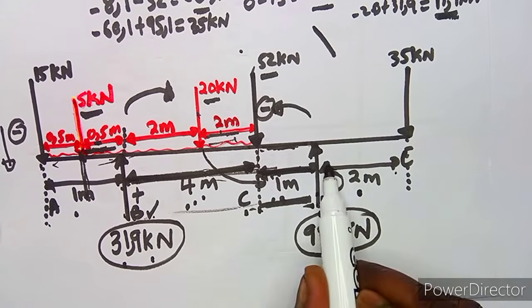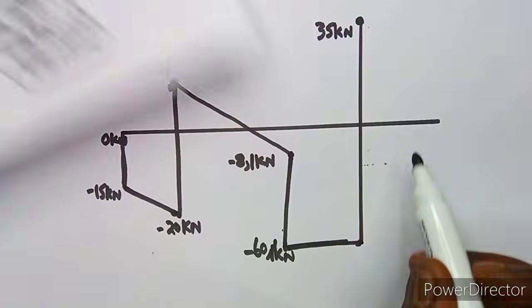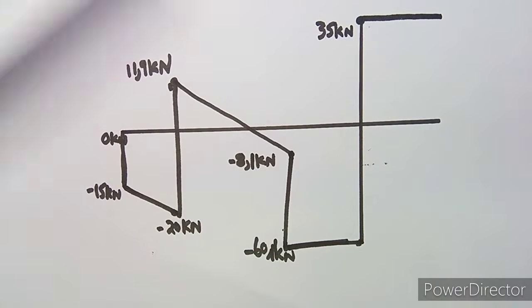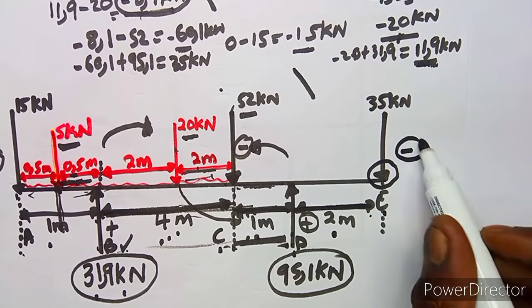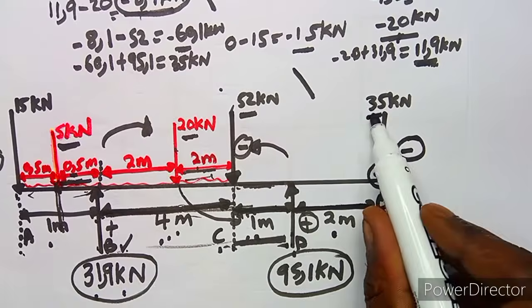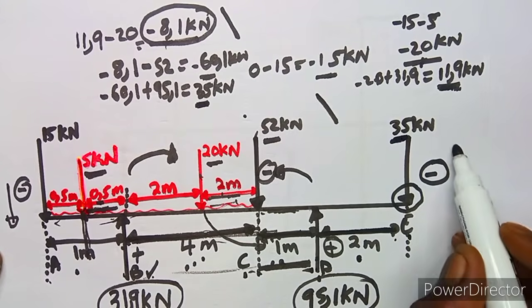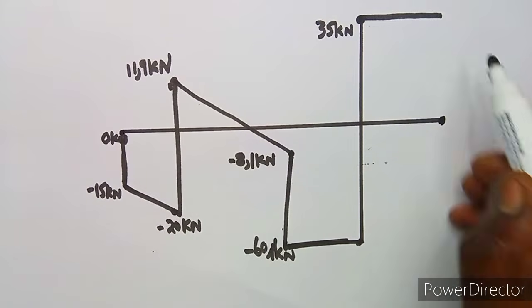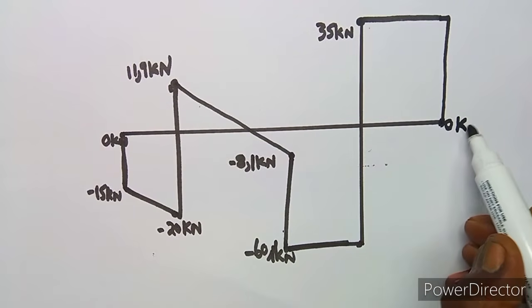From D to E, there's a distance between, so we're going to maintain a certain distance. There's no distributed load, so you just move a horizontal line just like that. Then at E, we've got a point load which is going downwards, and it's supposed to be negative, so you're supposed to subtract 35. Where are we subtracting? At this 35. So 35 minus 35 is going to give us 0 kilonewton. So this will be at 0, because remember, 0 is the horizontal, so this is going to close up the figure at 0 kilonewton, like that.